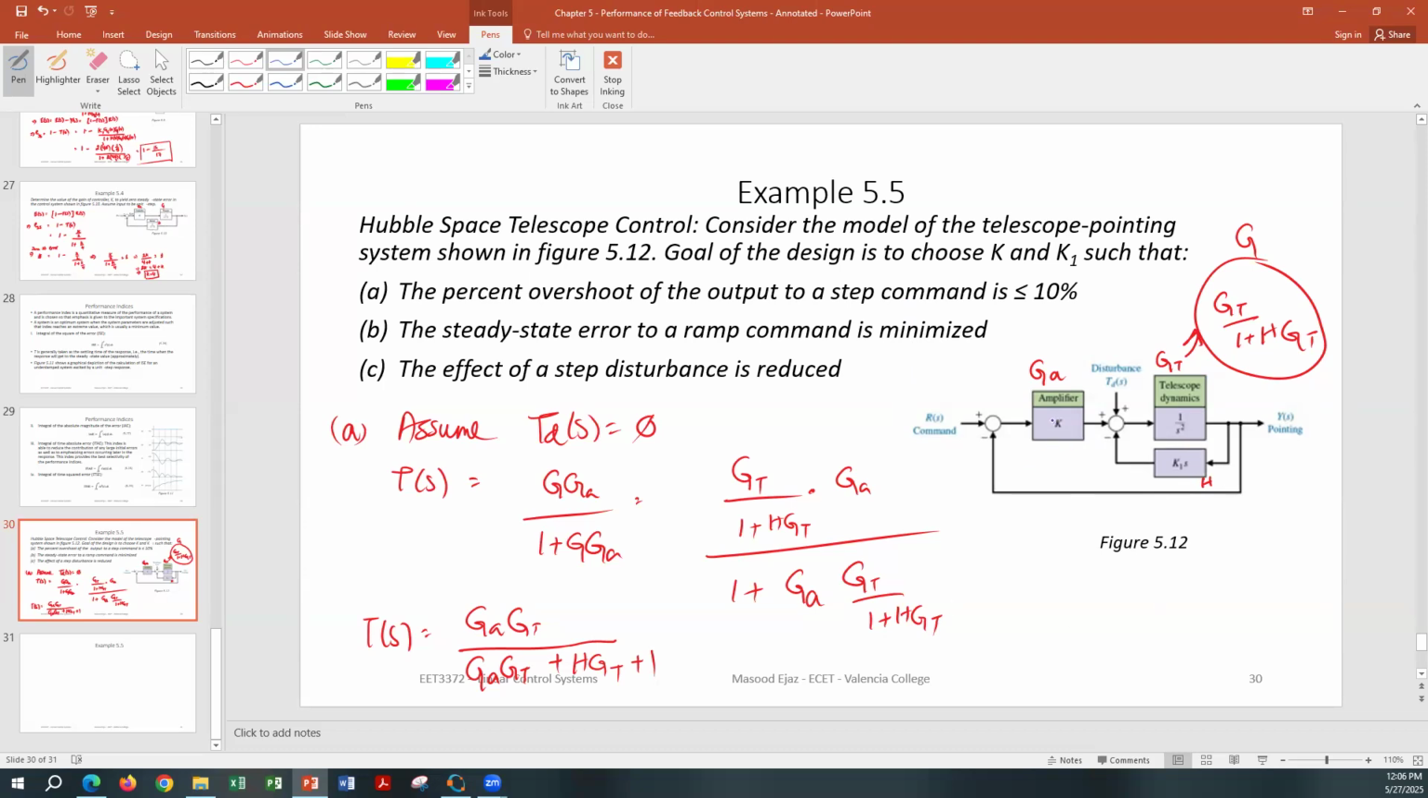So the amplifier is K, GA is K. Let's do it here. GA is equal to K times 1 over S square. So K over S square, divided by GA GT, so K over S square, plus H GT, which is K1S times 1 over S square. So K1S times 1 over S square is going to be K1 over S, plus 1.